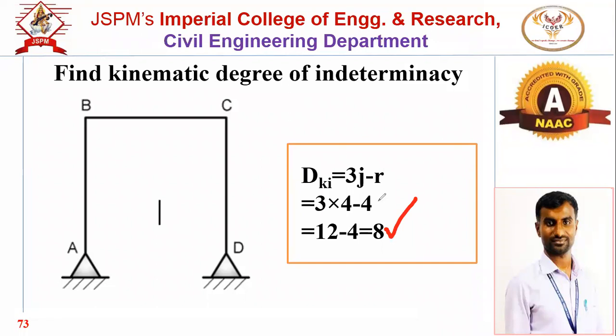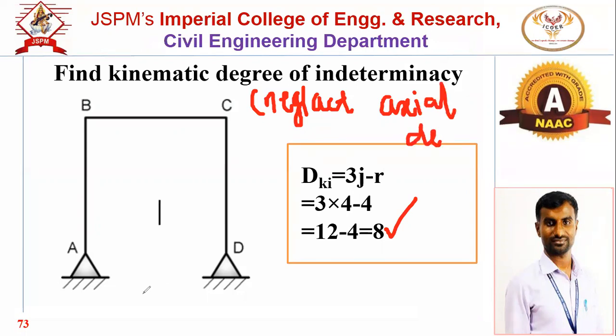This is considering axial deformation. If it is specifically mentioned to neglect the axial deformation, then what would the formula be? Tell me. Neglecting the axial deformation, in that case what is the degree of freedom?